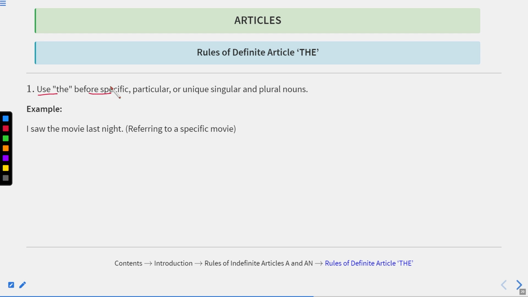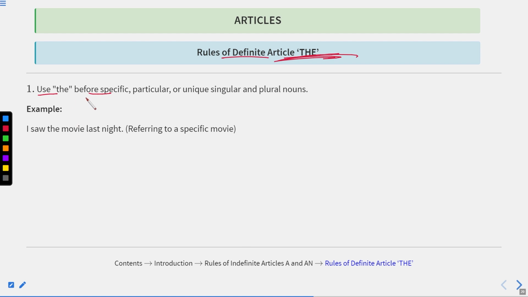Use the before. Now from here we'll discuss the rules of definite article, that is the. So here the use of indefinite article ends, and we'll begin to read the use of definite articles. However, there are some more examples of using indefinite article, but that we will discuss later on. So here now we'll discuss the rules of definite article the.